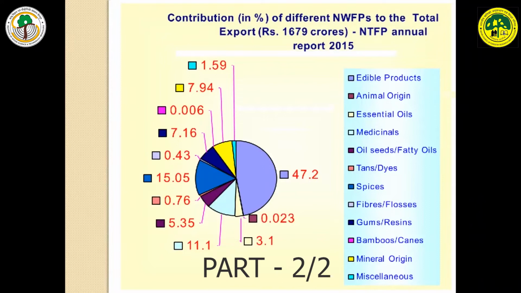This is just what I told there. I have just put it on a pie diagram and shown how the NTFP collection contribution of different NTFPs is. From animal origin, it is the very least. Most of the things are from plant origin. Out of that, medicinal plants contribute the highest. Then come the essential oils, tannins, and dyes.